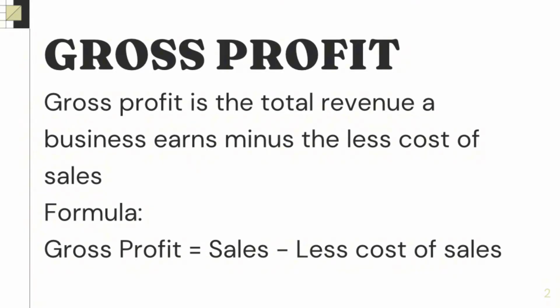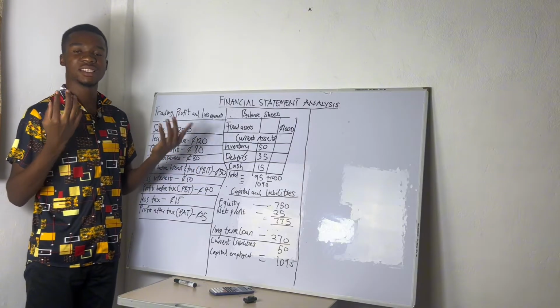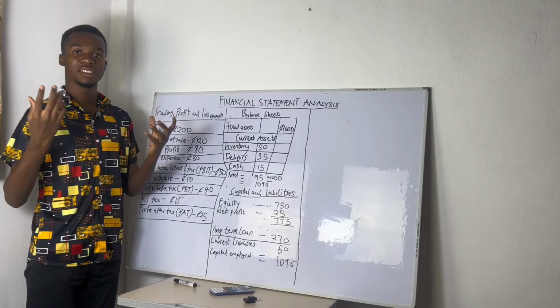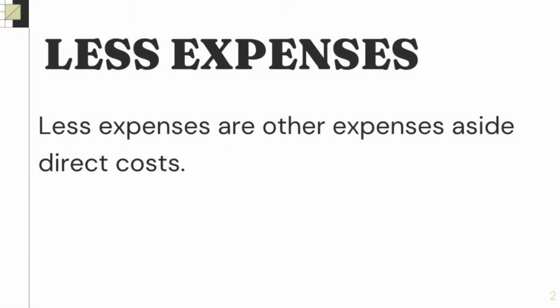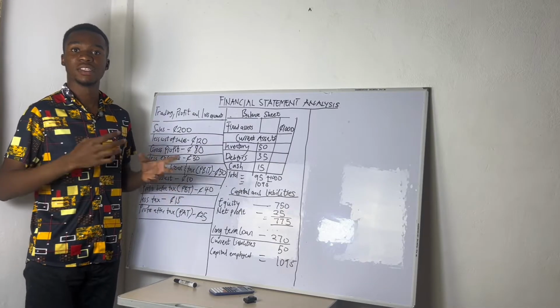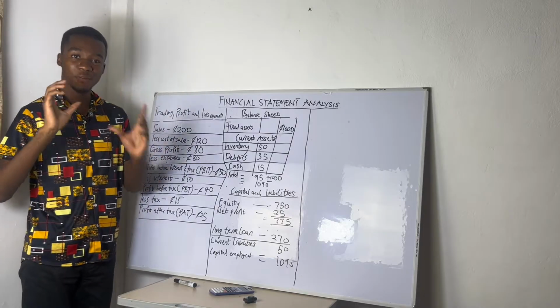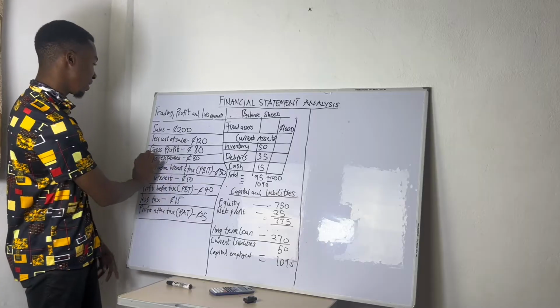Because that 80 cedis, like I said, you might pay for rent, you might pay for other things, maybe some emergencies came along and everything. So you still have to subtract all those things. So those other expenses that come in are called the less expenses. So the less expenses are external expenses, maybe transportation, maybe rent, if you are renting the place, or any other cost. So other expenses apart from the cost directly incurred on producing the product are called the less expenses.